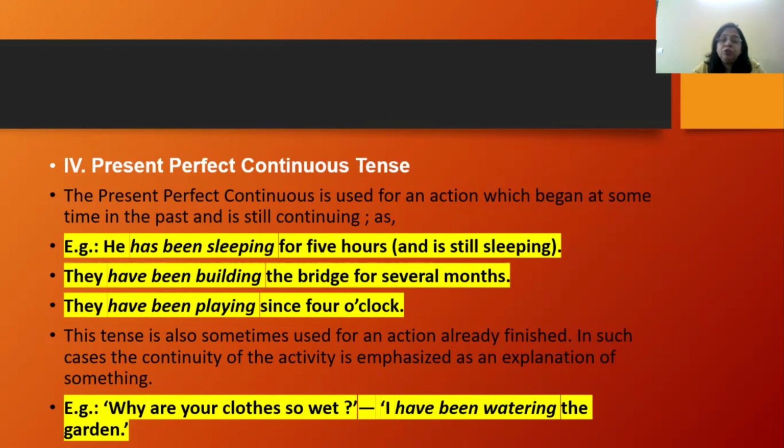This tense is also sometimes used for an action already finished. In such cases, the continuity of the activity is emphasized as an explanation of something. For example, why are your clothes so wet? I have been watering the garden. So in this particular sentence, the tense is used for an action already finished. In such cases, the continuity of the activity is emphasized as an explanation of something.